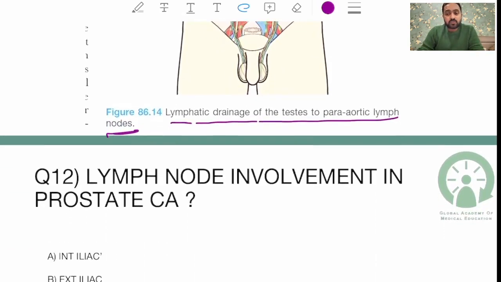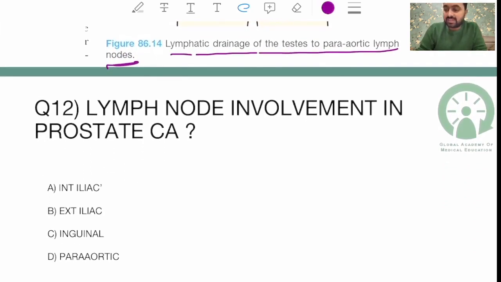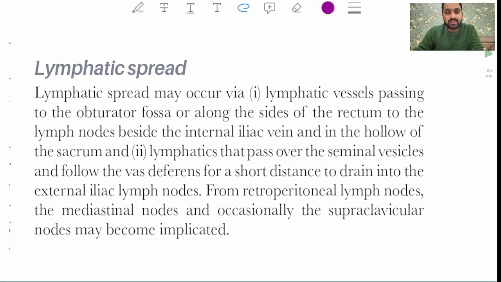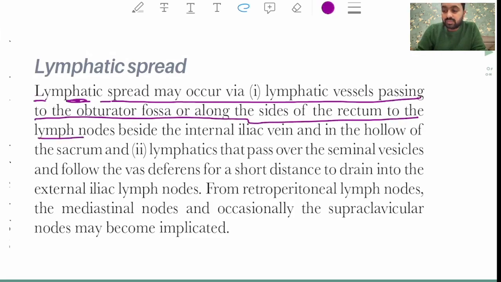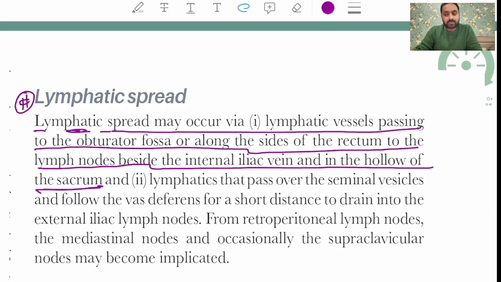Then there was another question regarding lymph node involvement, and it was asked for the prostate carcinoma, right? So here the answer would be internal iliac lymph node. Now if you read these lines from Bailey and Love, in prostate CA, the lymphatic spread may occur via lymphatic vessels passing to the obturator fossa or along the sides of the rectum to the lymph nodes beside the internal iliac vein in the hollow of the sacrum, right? So this was a straightforward question which was again asked from your standard textbook of Bailey and Love, right?